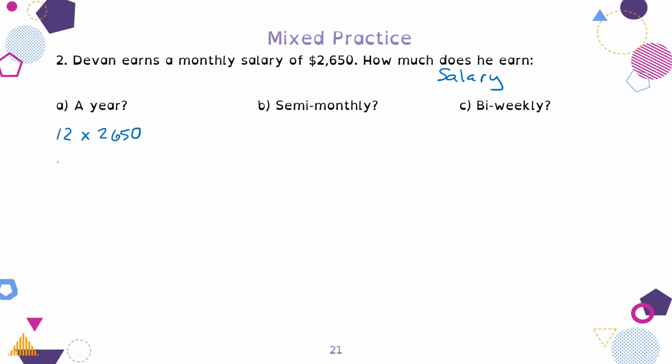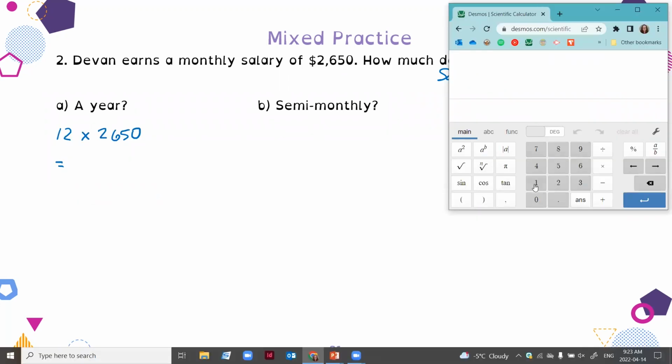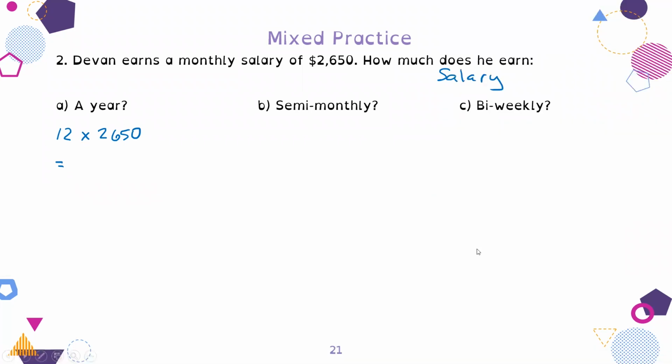2,650, and I'm going to use my calculator for this one because my brain doesn't want to do it. So 12 times 2,650 is equal to 31,800. So a year, Devin makes $31,800 a year.